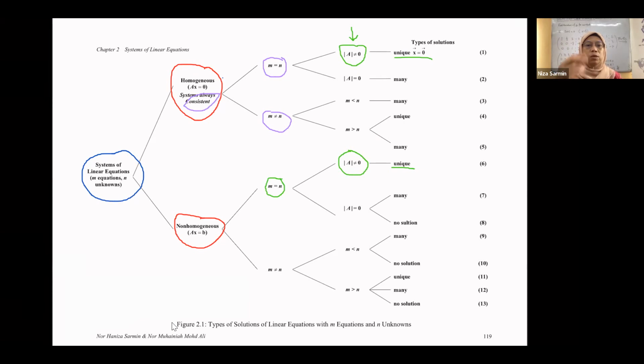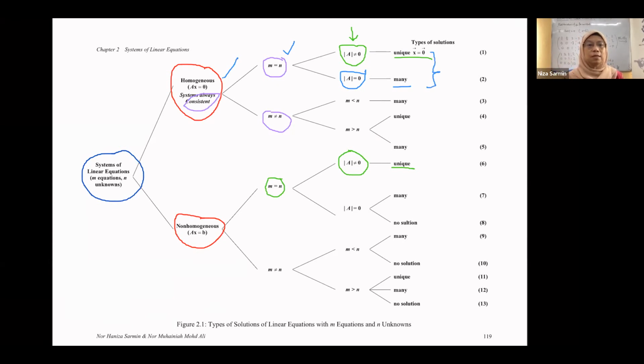Okay, so we go back to the homogeneous. It's always consistent. But what happens if A is 0? So when the A is 0, we have to always have a solution. The one left will be many. So in conclusion, when it's homogeneous, right? When it's equal, you can only get these 2, unique or many.